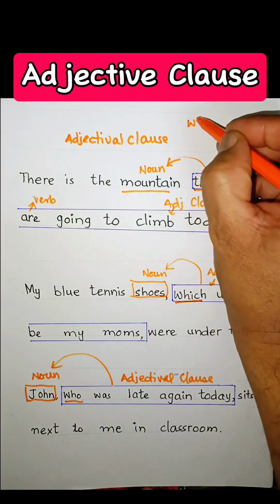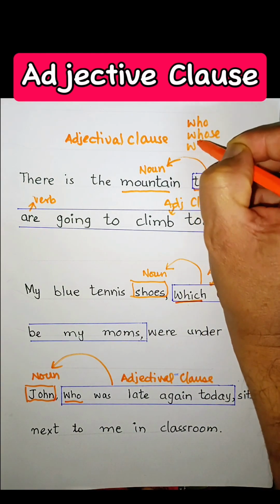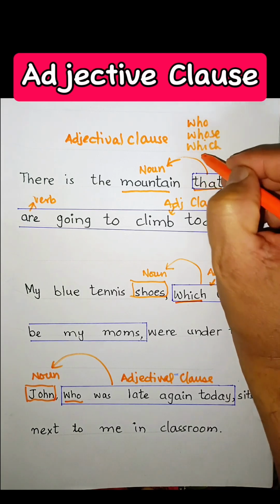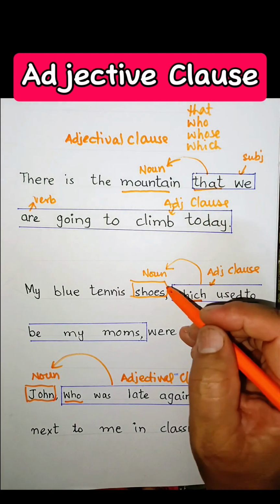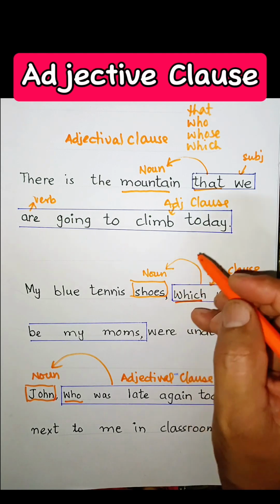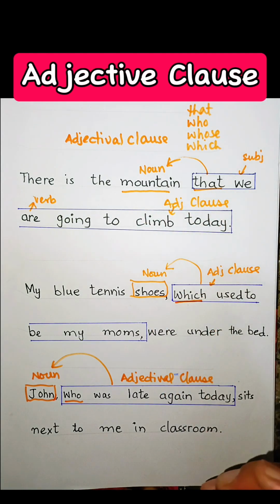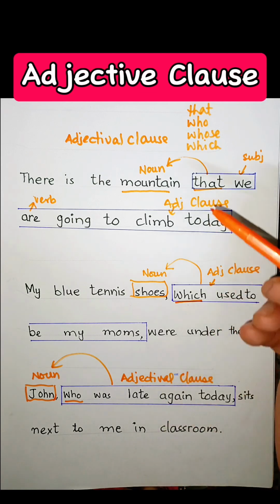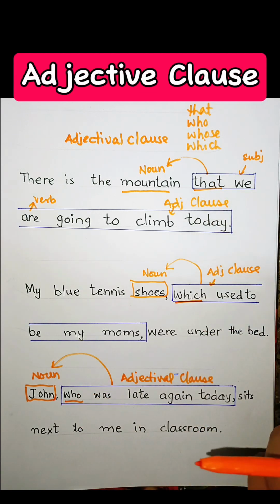So words like who, whose, which, or that, these sort of words are used in order to connect two different clauses inside a sentence. Once we use an adjectival clause, we use that, which, who, whose, etc.